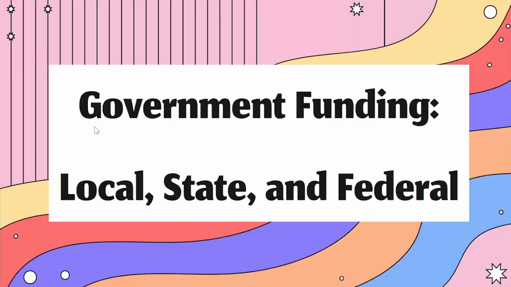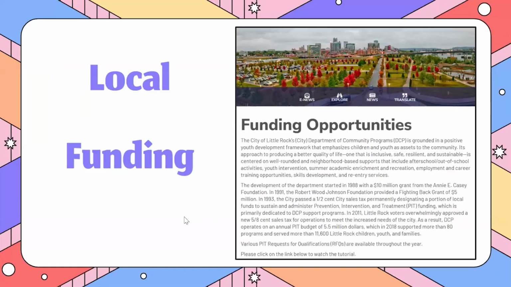So we talked a little bit about corporate and foundation funding proposals, but I want to spend just a few minutes talking about some local, state, and federal opportunities, because these are a little different and a little hard to find. So for example, local funding, here's the website from the city of Little Rock, right? Their funding opportunities website. You pretty much have to Google this based on your city or your county or your region.